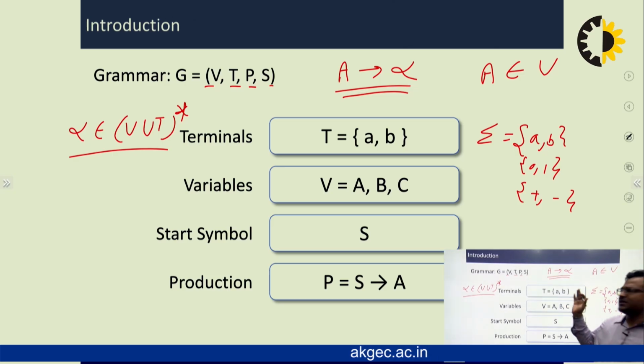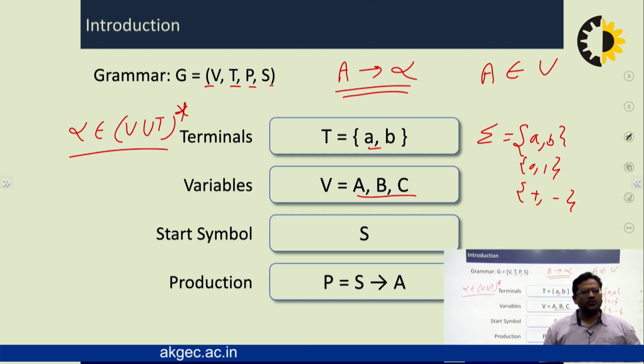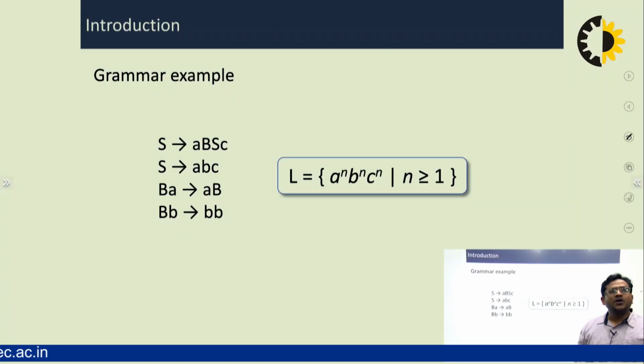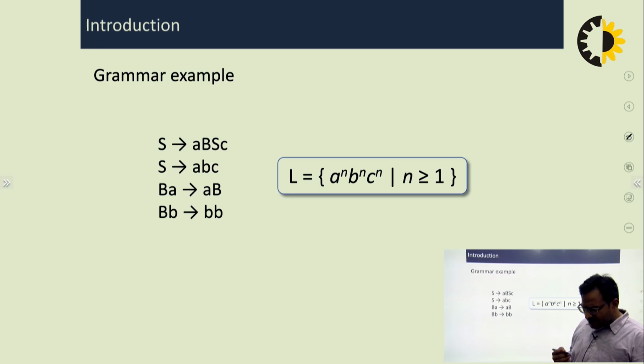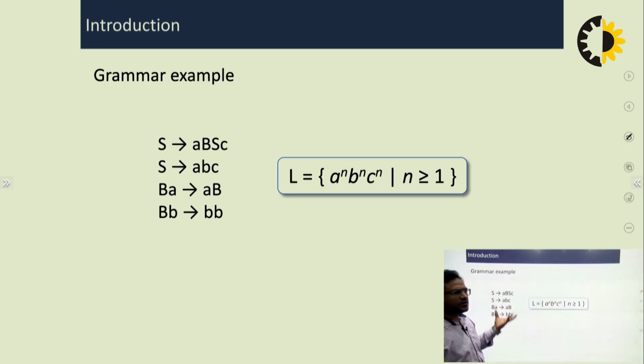So alpha can be anything: it can be a combination of small a, small b, or a combination of capital A, B, C. This is the form in which you can create productions. So these are the four tuple in a context-free grammar. Before understanding Chomsky normal form, you have to understand what the grammar is and how you can use it.